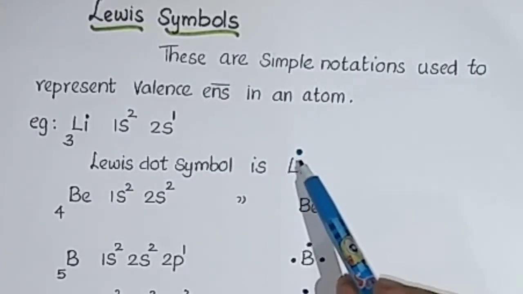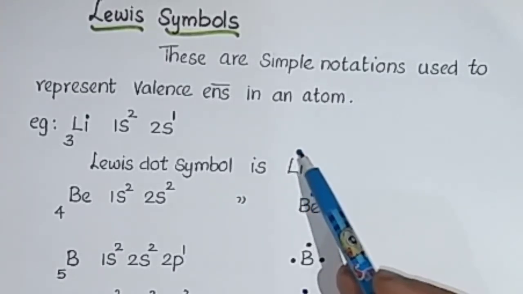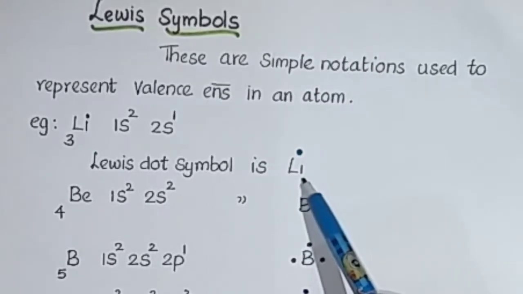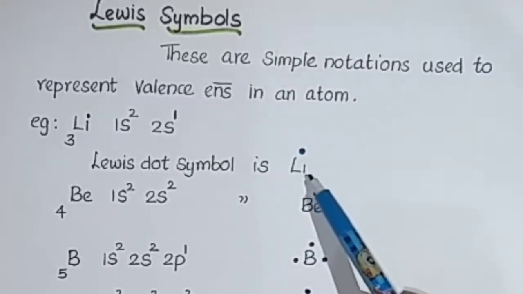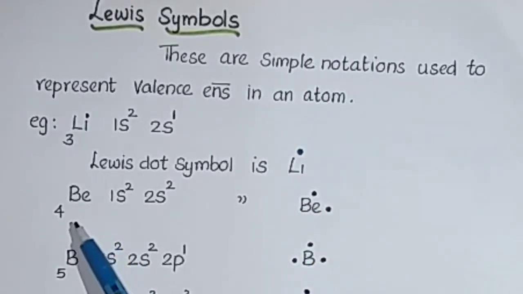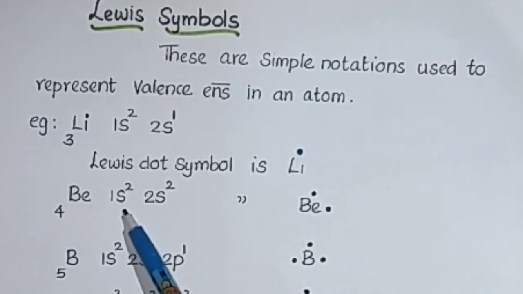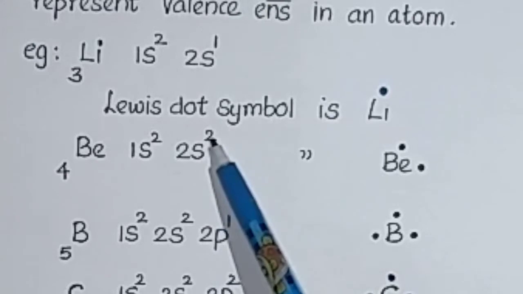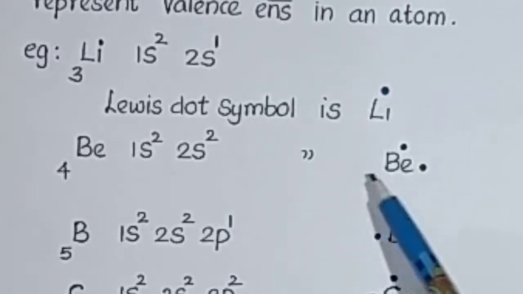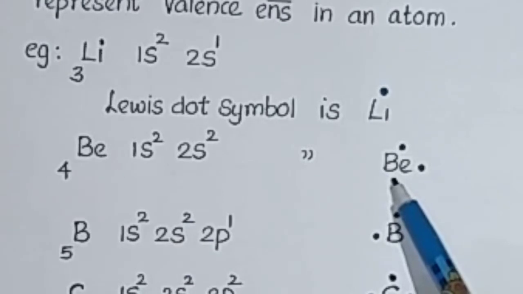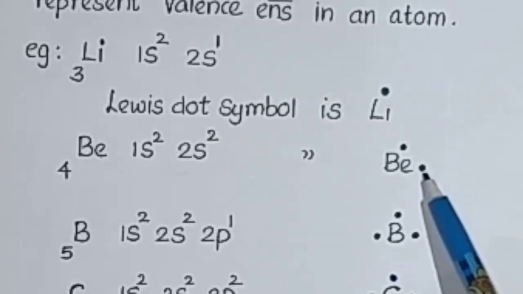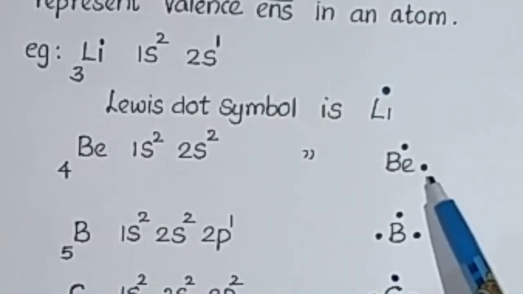So first you should write the symbol, that is Li. Then one dot is written surrounding it. This is the Lewis dot symbol or Lewis symbol. Then another example, beryllium, atomic number 4. The electronic configuration is 1s2, 2s2. The valence shell is 2s, which consists of 2 electrons. Then the Lewis dot symbol is, first write the symbol of beryllium, Be, then 2 dots. Clear? 2 valence electrons. It represents the valence electrons, not the total electrons, only valence electrons.